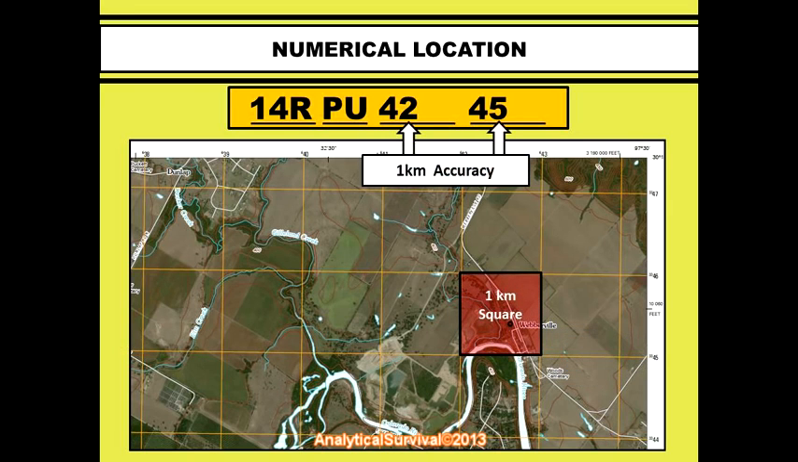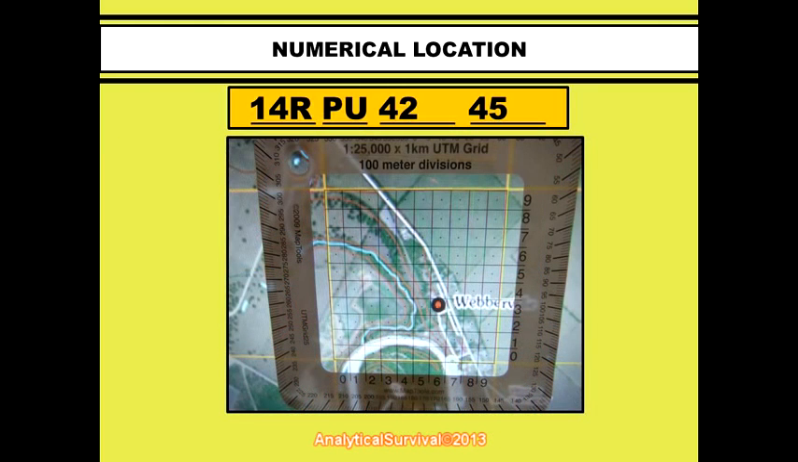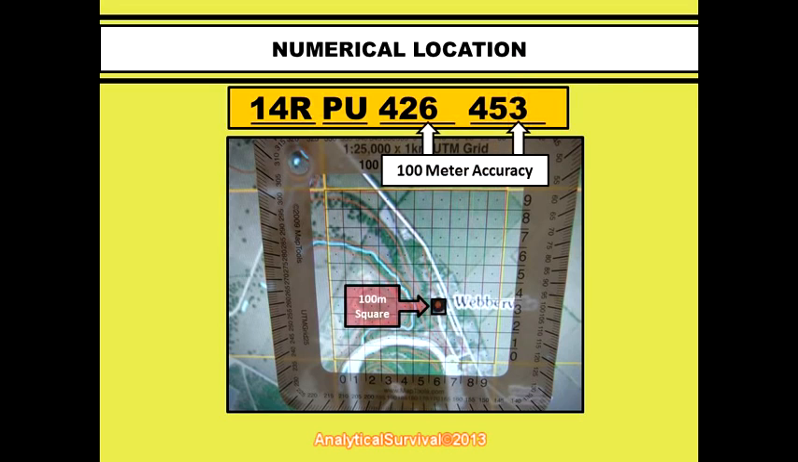Now, to find the 100-meter grid square, we need a UTM grid overlay, and we already went through this again in part 1. So let's count left to right. 0, 1, 2, 3, 4, 5, 6, which is our easting. And now our northing, 0, 1, 2, 3. And our upgraded 6-digit grid coordinate is 426 easting by 453 northing. And again, that renders us this 100-meter grid square.